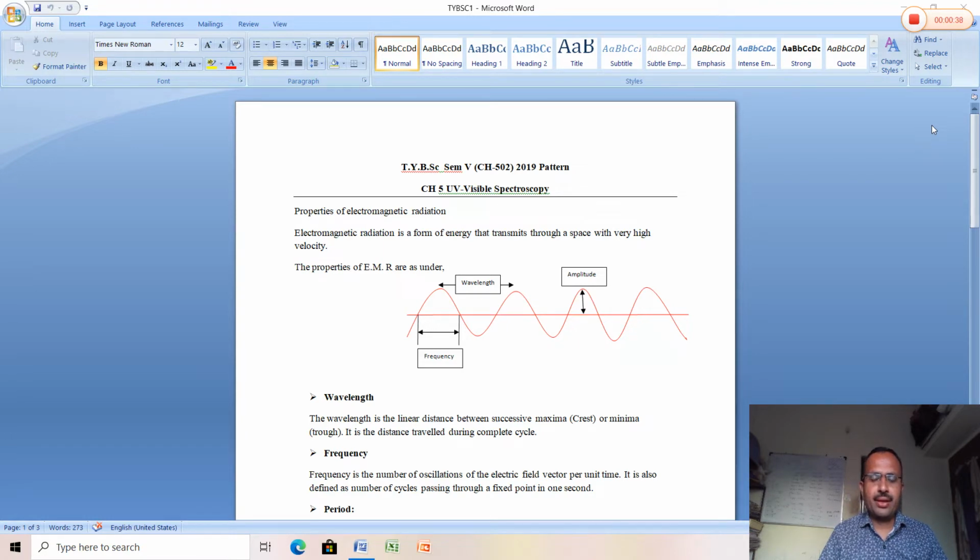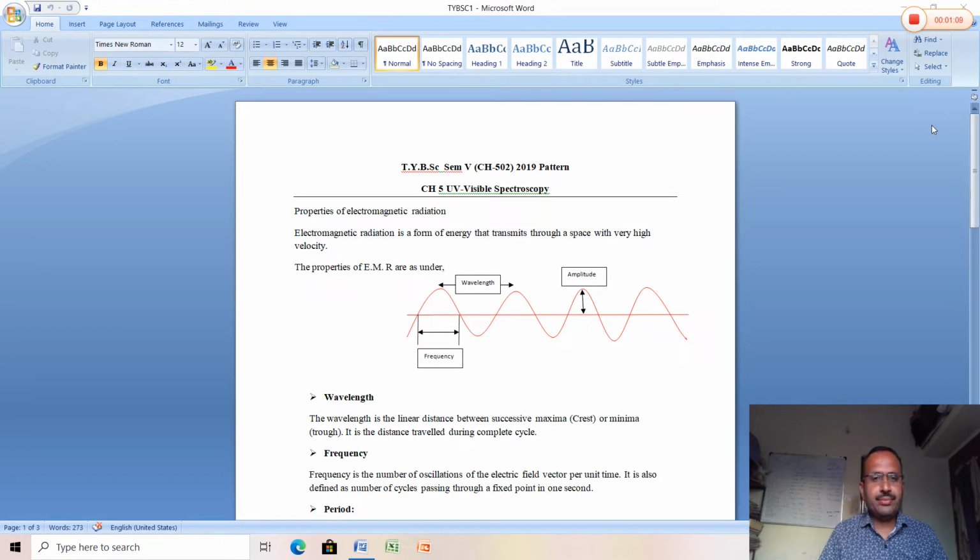Ultraviolet means जांभूळ किरणे in Marathi, and visible radiation means दृश्य किरणे. It is the combination of two spectroscopies, but here the range of this ultraviolet visible radiation lies in the range of 200 to 800 nanometer in the electromagnetic radiation.